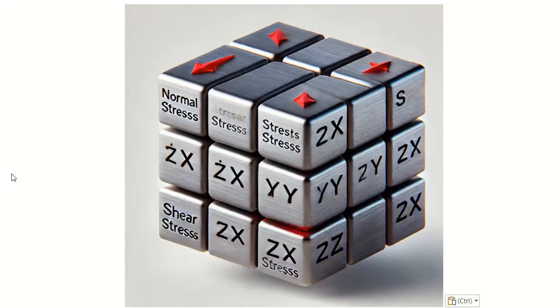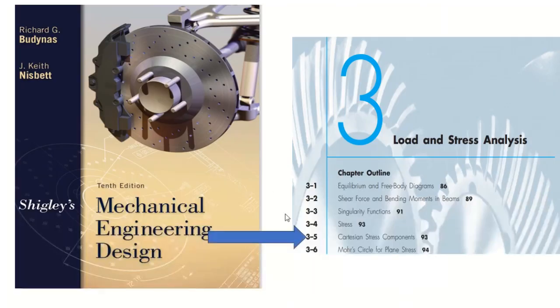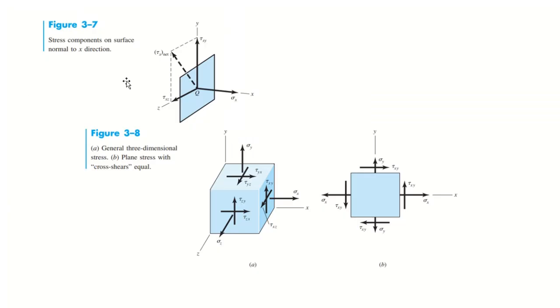In this video, I'm going to talk about chapter 3.5, Cartesian stress components, from Shigley's Mechanical Engineering Design textbook. Okay, for chapter 3, this is the Cartesian stress component, which is represented by the X, Y, Z axes like this.